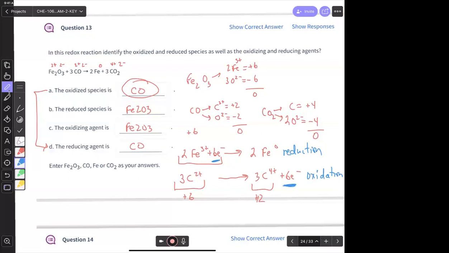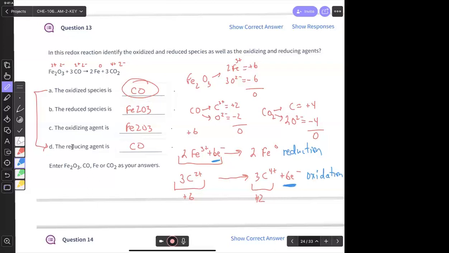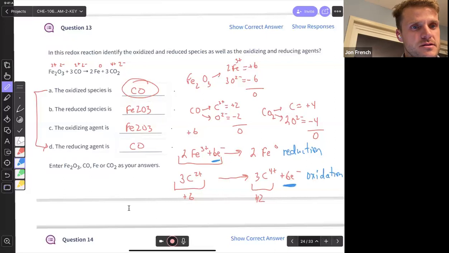Yeah, the species is the whole thing that's in the reaction. It's not just an element. And thank you, Sophia, the answer should always be one of the reactants, not the products.